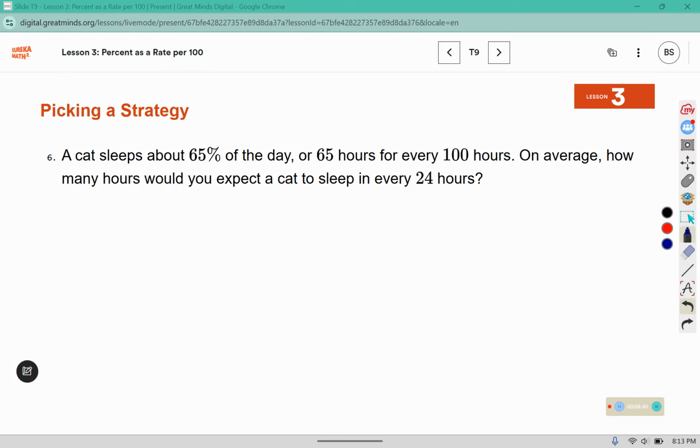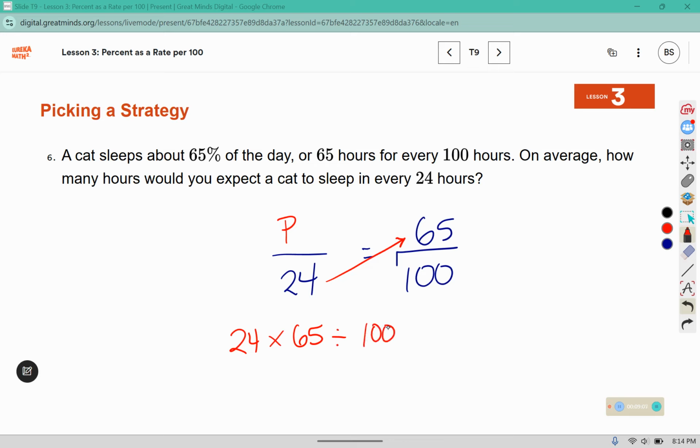A cat sleeps about 65% of the day, or 65 for every 100. On average, how many hours would you expect a cat to sleep in 24 hours? So the 24 is the whole amount of hours, and we're looking for the part that they sleep. These two are diagonal, so cross multiply, then divide.